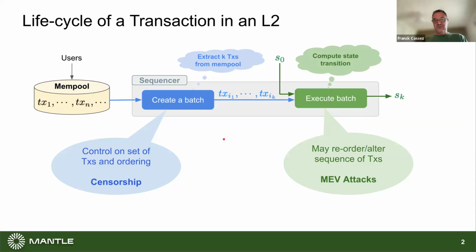So what can we do to fix this problem on a typical layer 2 to be able to mitigate the censorship problem and also the MEV attacks problem? In the next few slides, I'm going to give you an example of what a MEV attack is and how it's related to ordering transactions.